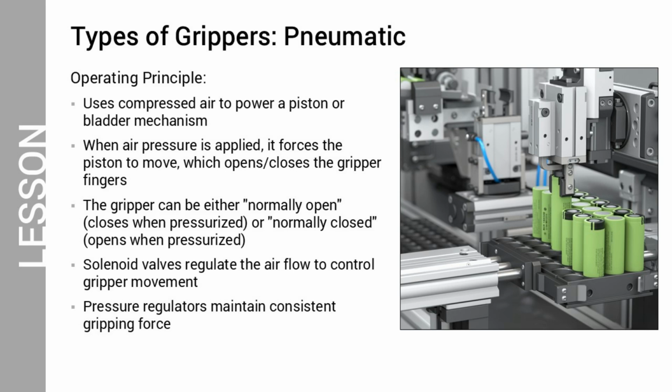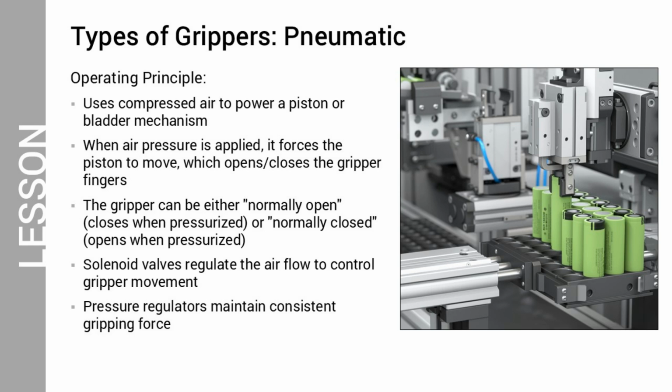Next, we have pneumatic grippers. Pneumatic grippers function by harnessing the power of compressed air to operate their gripping mechanism. The system works by using compressed air to drive a piston or bladder mechanism, where applied air pressure forces the piston to move, resulting in the opening or closing of the gripper fingers.